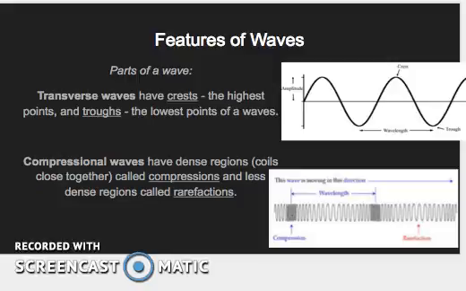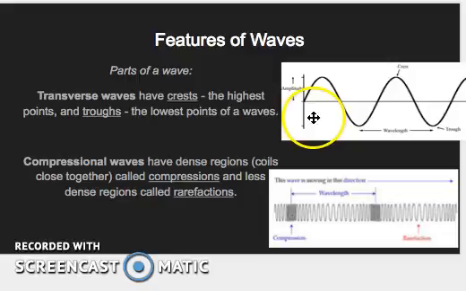The first features of waves we have are the different parts of a wave. So we can see here that transverse waves have crests, which are the highest points, and troughs, which are the lowest points of a wave. And we've already established this, but it's nice to have the description right beside a picture like this. So this is a transverse wave. A transverse wave, remember, it traverses or crosses this equilibrium position or resting position.